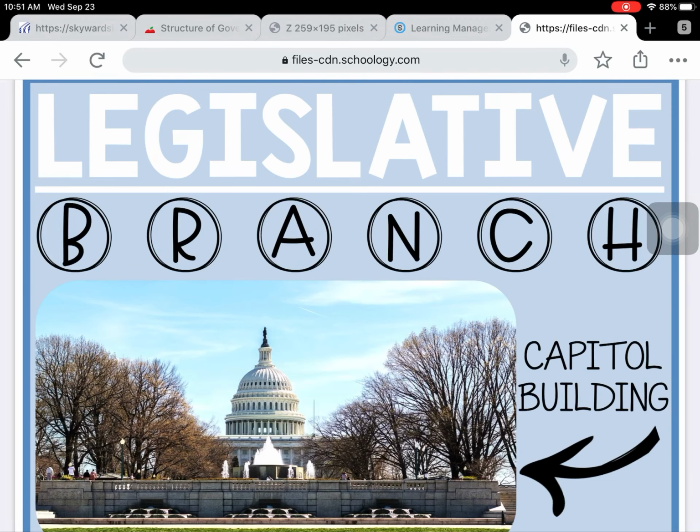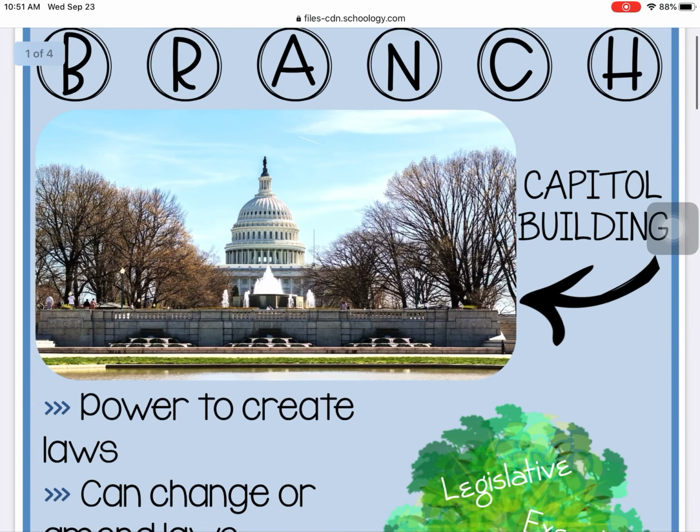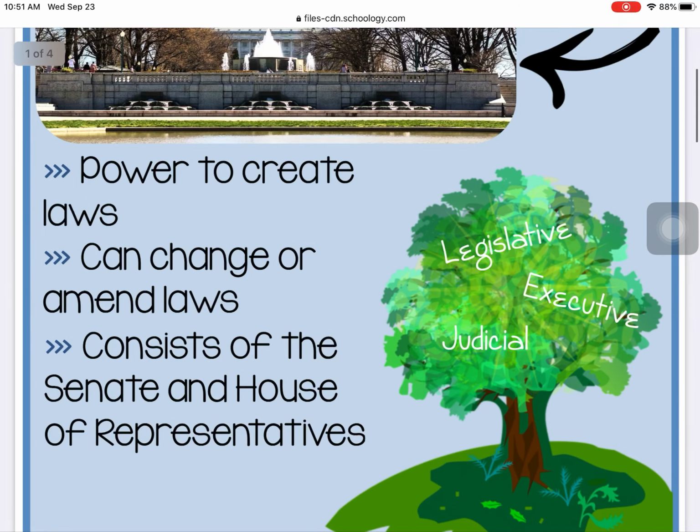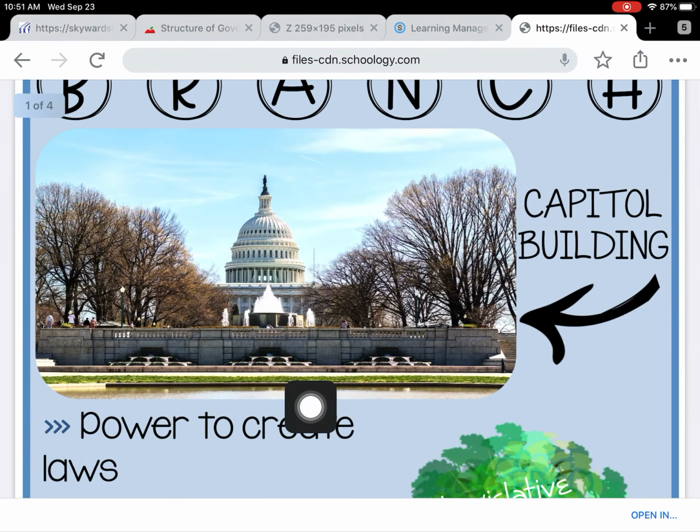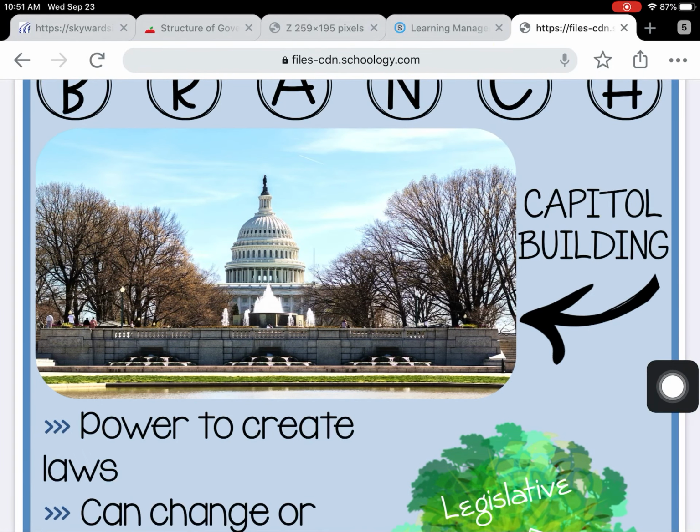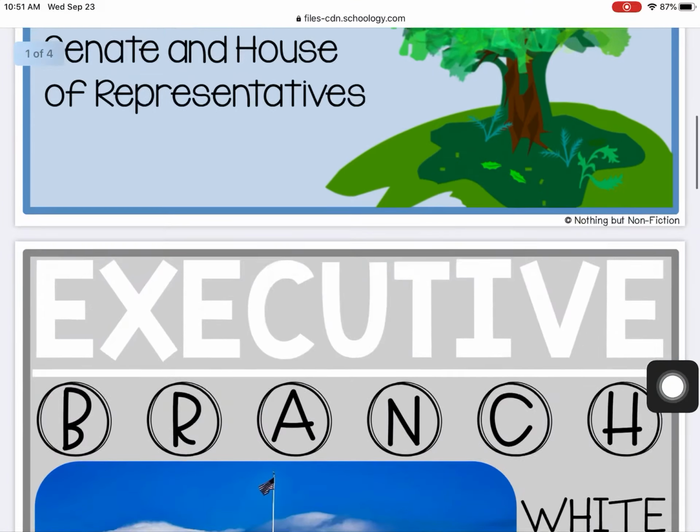So our first one here is our legislative branch. Say legislative. Good. Last week we learned that they have the power to create laws and change laws, and they include the Senate and the House of Representatives in our U.S. Capitol building, which is located in Washington, D.C.